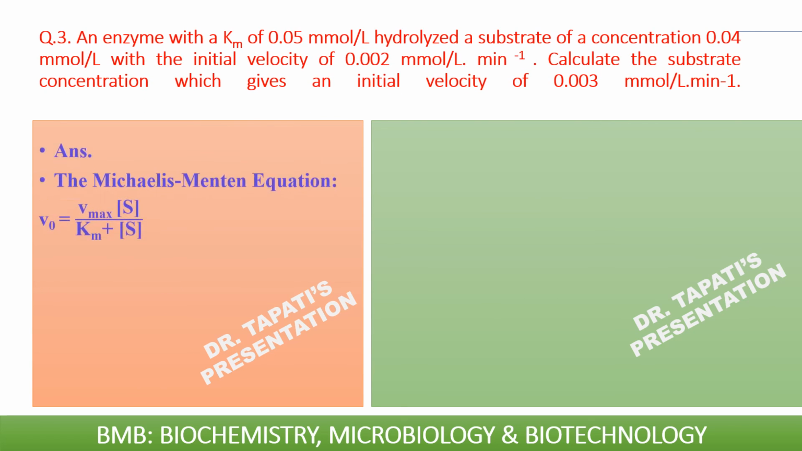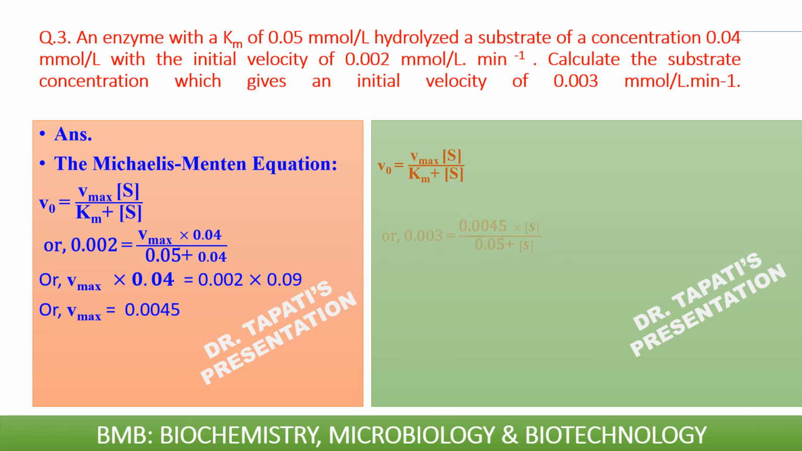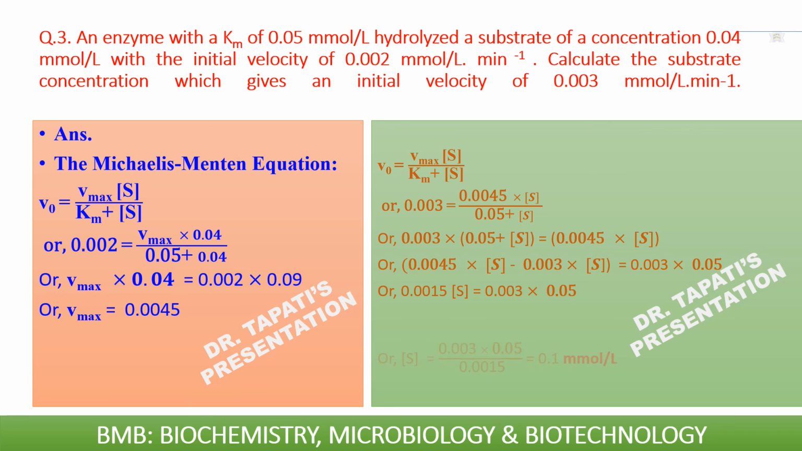In this way we can solve for the initial velocity of an enzymatic reaction if the substrate concentration is provided. In that case we have to solve for the V0 value when the substrate concentration is known, and we have solved the value for Vmax from this equation, and the Km value is also known, so easily we can calculate the V0 value.